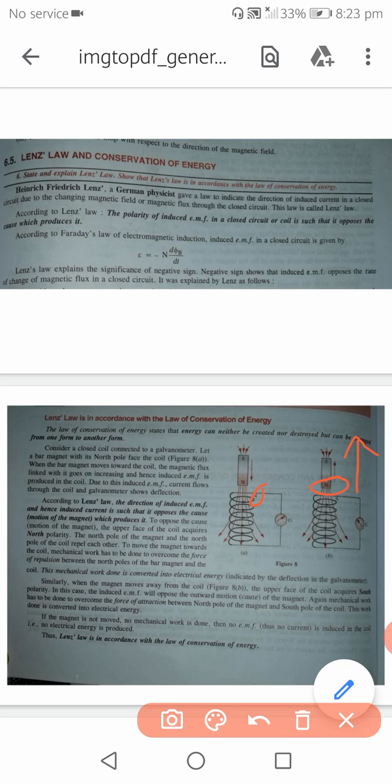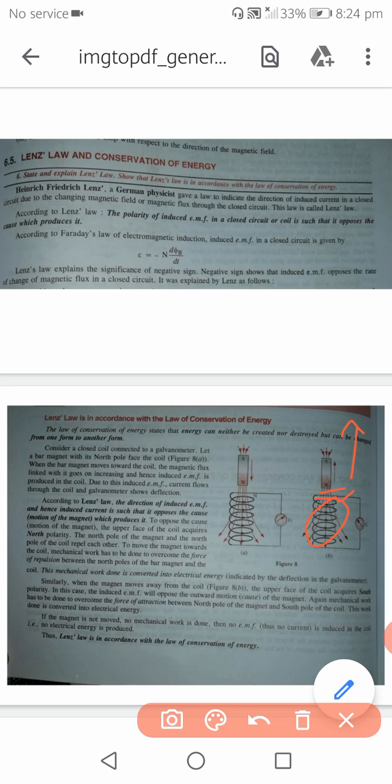That means to take this away from the coil, again we are doing some amount of work against this attractive force, because now there is attraction. This south pole is pulling this north pole towards itself and is not letting it go. So if it wants to go, again it has to do some amount of mechanical work, and that work will be converted to current in the circuit.